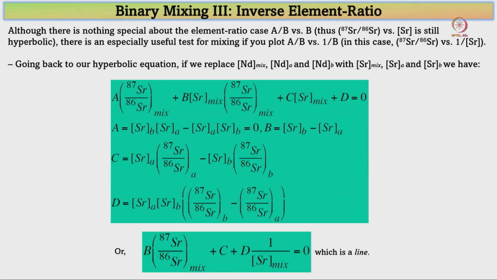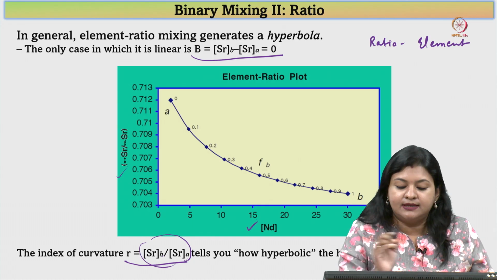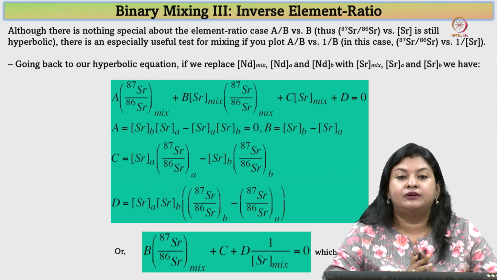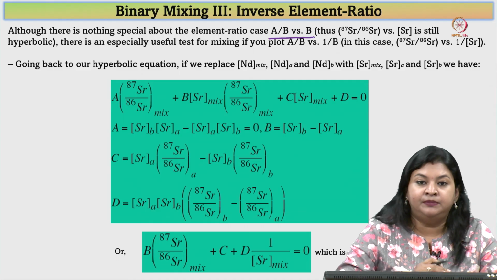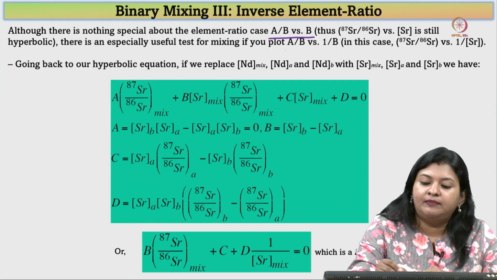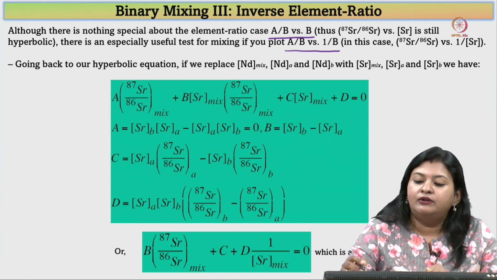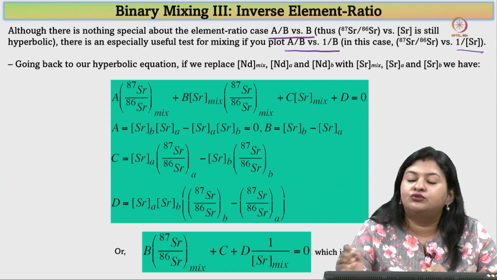Another kind of mixing is when we have an inverse element and ratio. We just looked into where we plot an isotope ratio on one axis and the element on the other axis. So, in this third type of mixing, we are not going to plot A by B versus B, we are going to plot A by B versus 1 by B. By 1 by B I mean, for instance, we were plotting 87 strontium divided by 86 strontium versus strontium. In this case, we are going to use 1 by strontium.